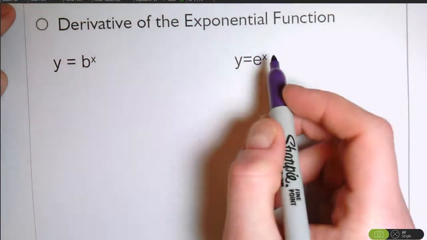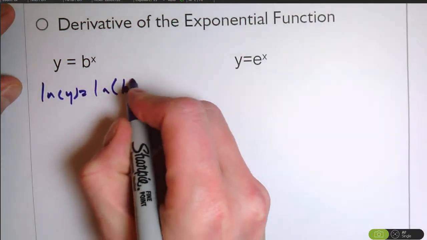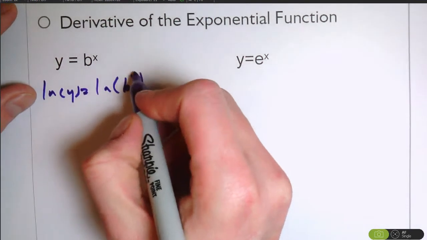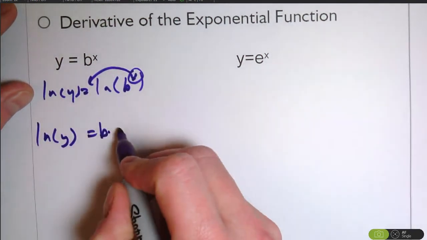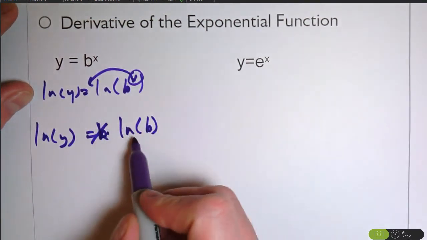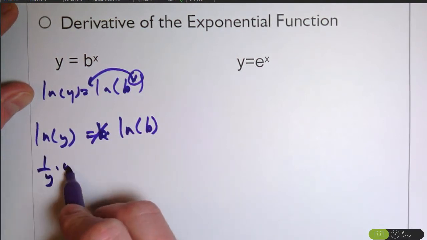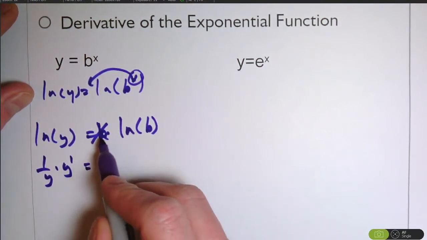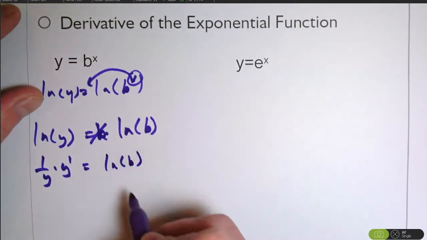So take the log of both sides, that gives us ln y equals ln b to the x. Okay, that allows me to bring the x to the front. So natural log of y equals x times ln of b. Now you got to remember this is a number here. So when I take the derivative of both sides, I get 1 over y times y prime equals, well, the derivative of x is just going to be 1 times ln b, so it's ln of b.